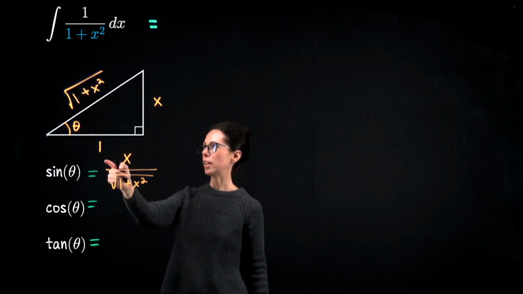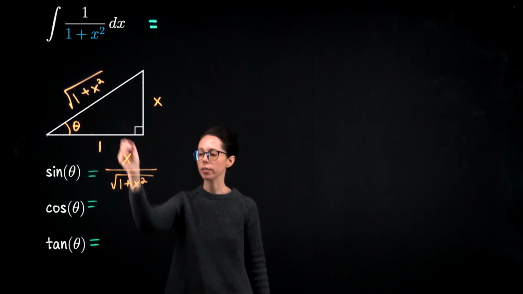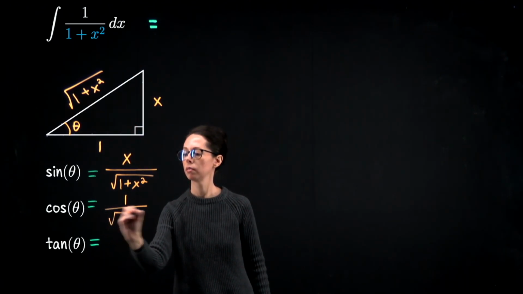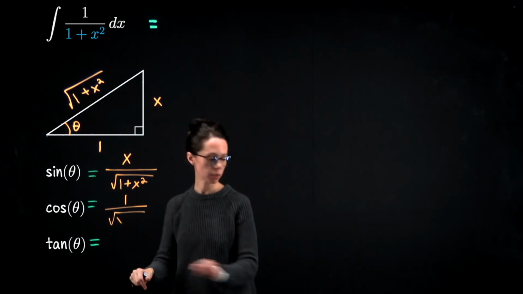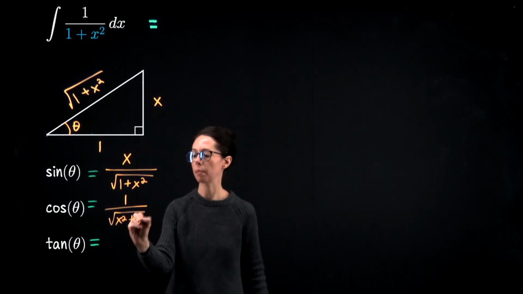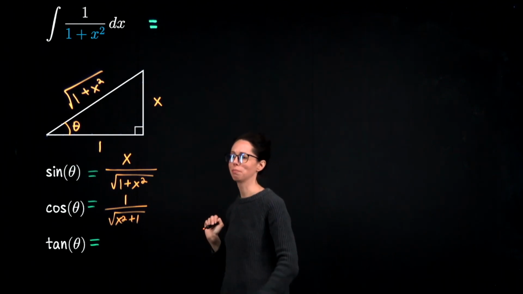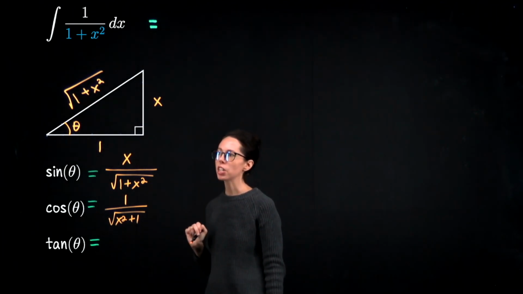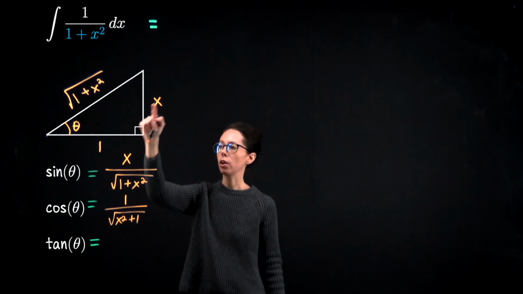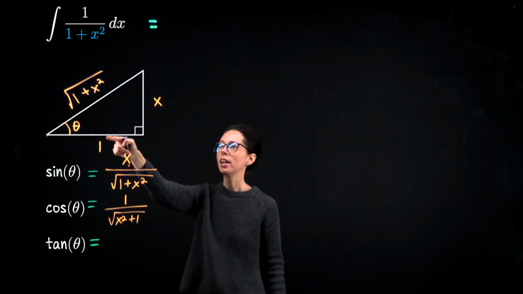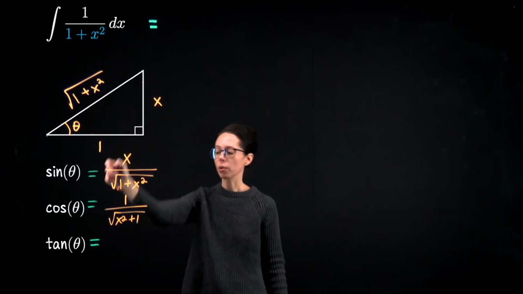Cosine of theta is adjacent over hypotenuse, so that's going to be 1 over the square root of x squared plus 1. I didn't mean to do that, but it's correct. And then tangent of theta is opposite over adjacent. That's why I wanted x over there. So tangent of theta is just x over 1.